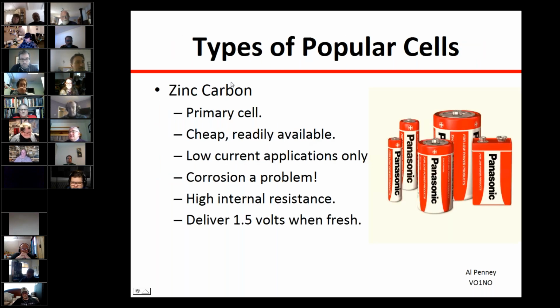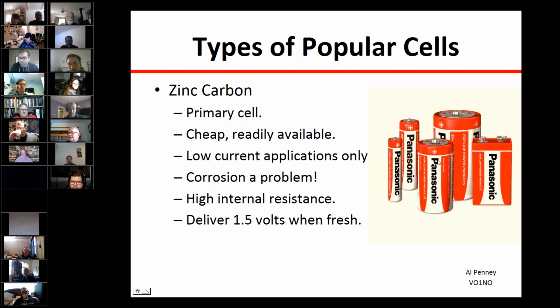Okay, so some types of popular cells: the zinc carbon. It's a primary cell, which means it can't be recharged. They're cheap, they're readily available. They're only good for low current applications because they've got a high internal resistance. When you try to draw a lot of current from these, your voltage is going to drop. We'll talk more about that in a future class, but that's why you can't get a lot of current out of these things. So they're fine for a small transistor radio back in the day, but you wouldn't want them for other applications. Corrosion can be a problem with these.